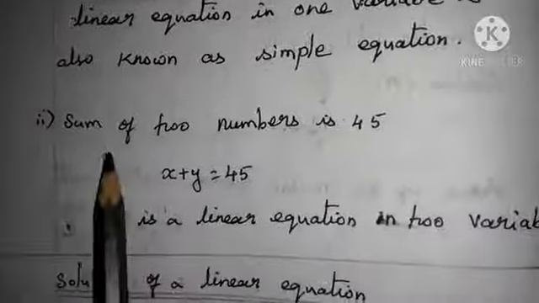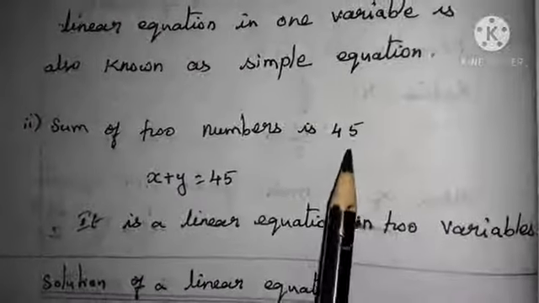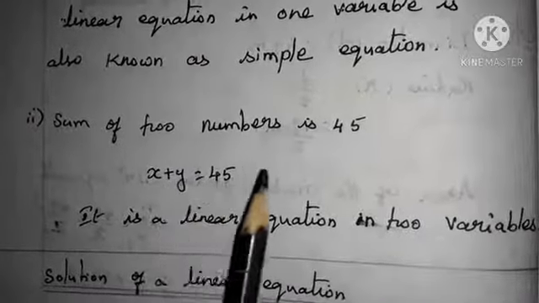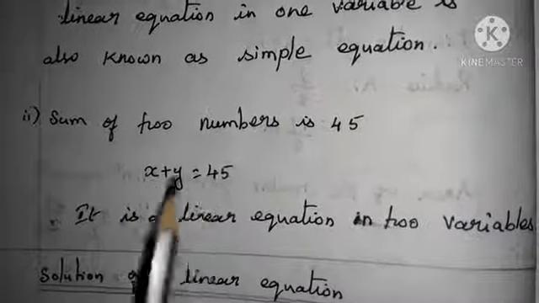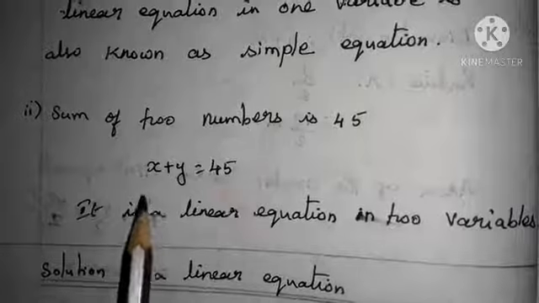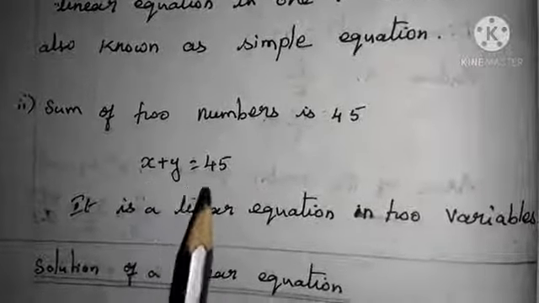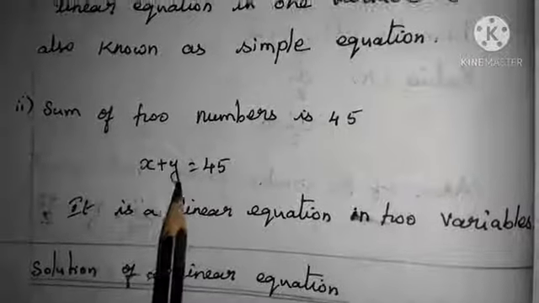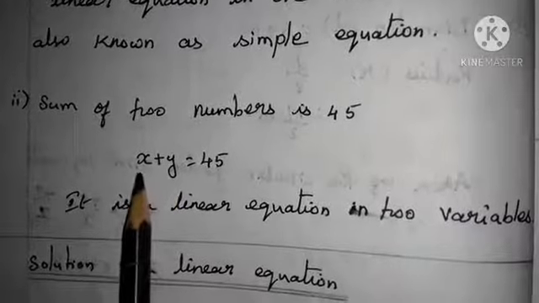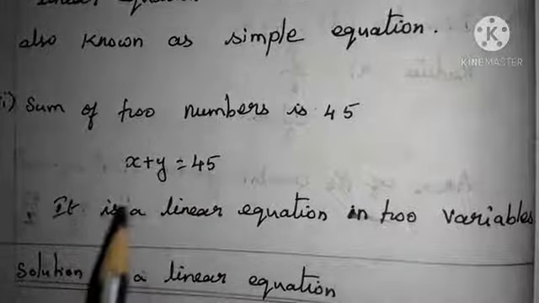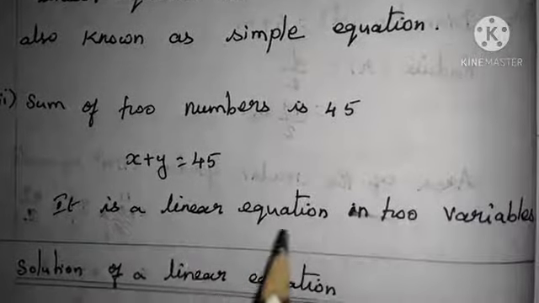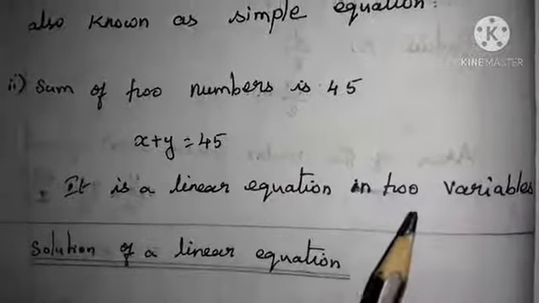Second example: the sum of two numbers is 45. This algebraic statement can be written as x plus y equal to 45. This equation is formed by two variables x and y, and the power of these variables is also 1. So we call this algebraic equation a linear equation in two variables.